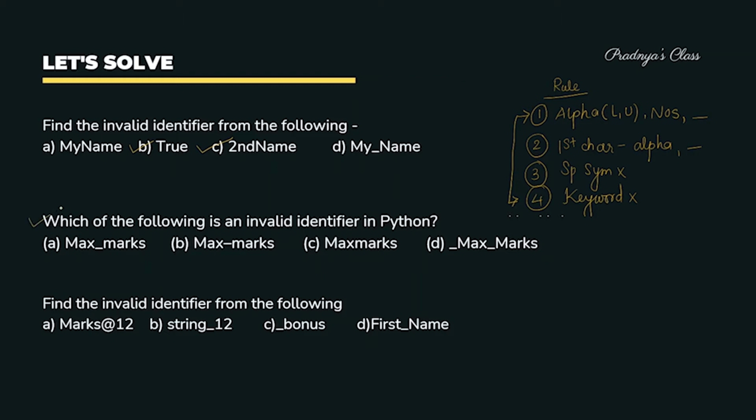Let's move on to the next question, which is similar to the first question. Here also we have to find out the invalid identifier. Look at the first option, it is correct. The second option is wrong because it contains a special character, that is dash, which is not allowed. The identifier in option C is valid and the identifier in option D is also valid. So only the option B identifier is invalid. So the correct answer is B.